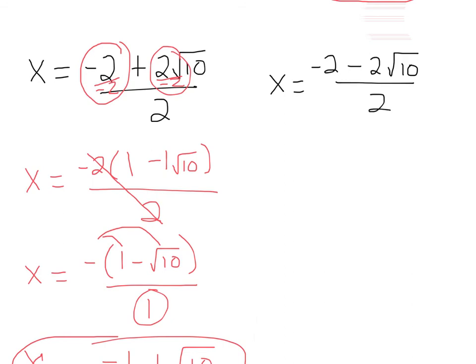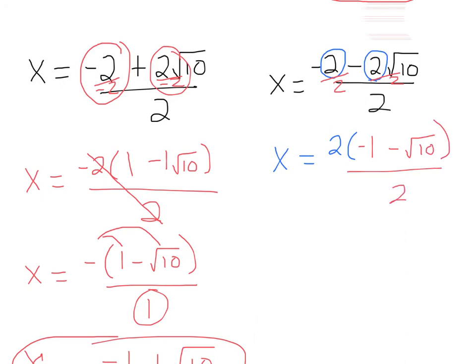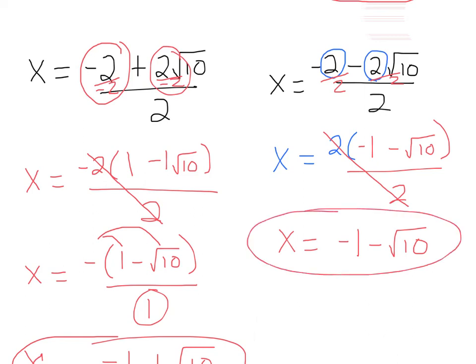Okay, so since this has a 2 and this has a 2, let's factor the 2 out. So I've got x equals 2 times, now remember, when you factor something out, it's like you're dividing it by 2 and dividing this by 2, and so you end up with negative 1 minus the square root of 10 all over 2. And then as you look at it, these 2's cancel, and so you have x equals just negative 1 minus the square root of 10. Okay, now that is the exact answer. Say exact answer. I'm going to give you a chance to say it.